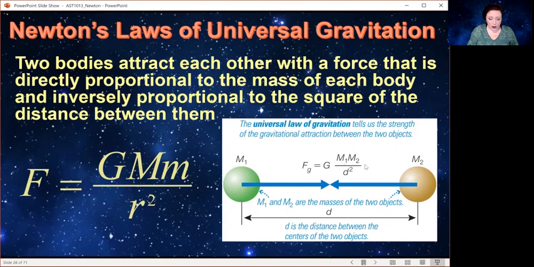M1 is the mass of one body, M2 is the mass of the other body, and D is the distance between them. So depending on what the masses are and how far apart they are, that will determine what the force of gravity is. In this formula here, the big M would be M1, the little m would be M2, and R is just the same as D, the distance between them.